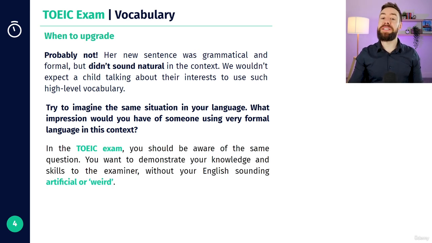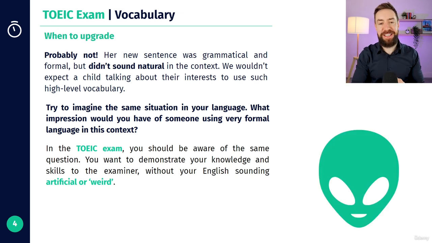So why is this important for us? Because in the TOEIC exam, we have to focus on that same question. We want to show our good vocabulary. We want to show the examiner that we have high-level vocabulary and high-level grammar, but we want to avoid seeming artificial, like not real, or seeming weird, like it's an alien talking. All right? So the important thing is to find the balance.